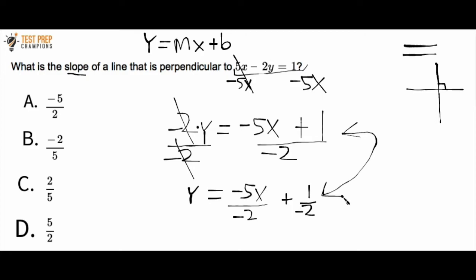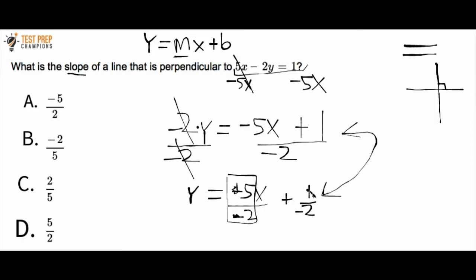And the next thing you have to understand is, what is the slope? Okay, so in this equation, y equals mx plus b, the slope is whatever is in front of the x. So we have y equals negative 5x divided by negative 2. So the slope is negative 5 over negative 2. And we could actually simplify this. Since it's negative 5 over negative 2, we can cancel out the negative sign, and the slope would be 5 over 2.